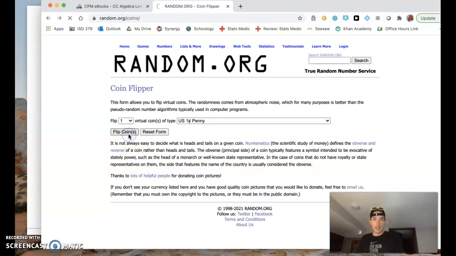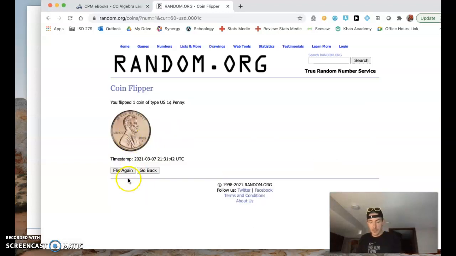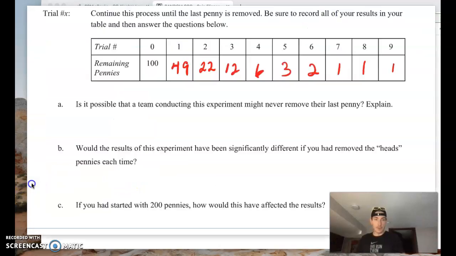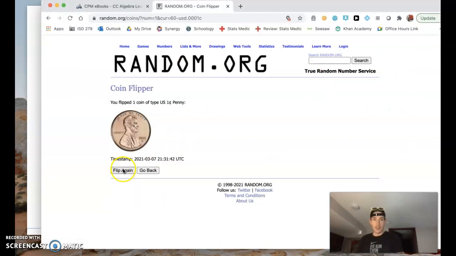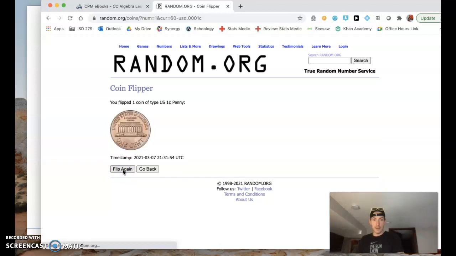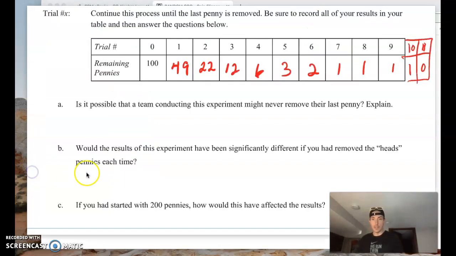Let's flip it again. I'm going to keep going. Right? For those of you who don't see this, I'm out of space now on my table. Let's give it another flip. Again. There we go. So we made it to our 10th and 11th flips, and we would have 1 and 0. So this is what our table would look like, okay?